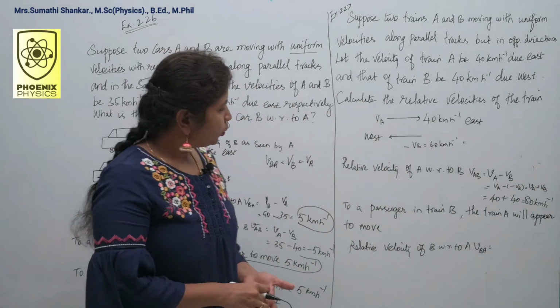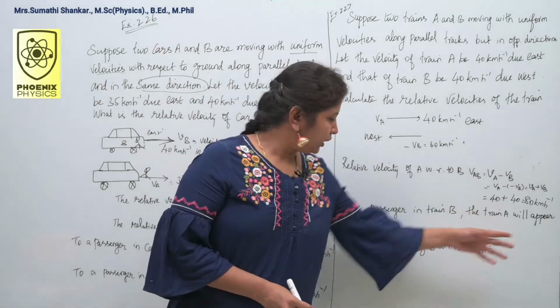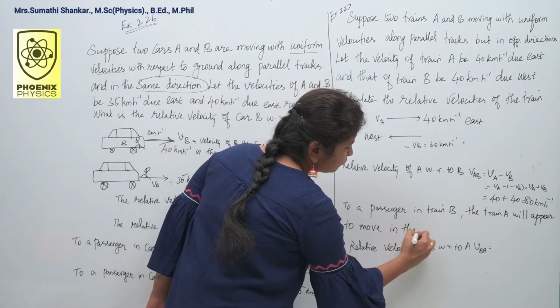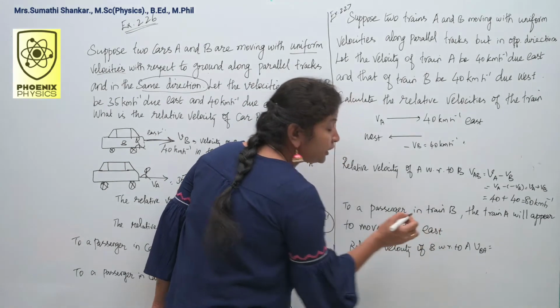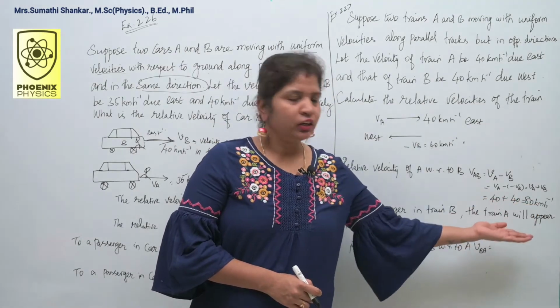So, to a passenger in train B, the train A will appear to move in the east direction. Why am I saying east direction? Because we got the answer with a positive sign.